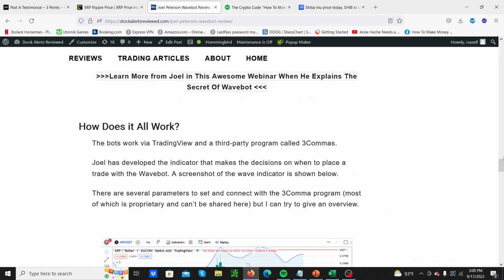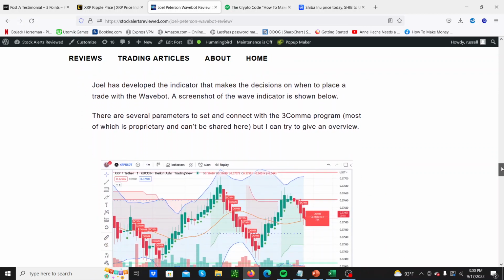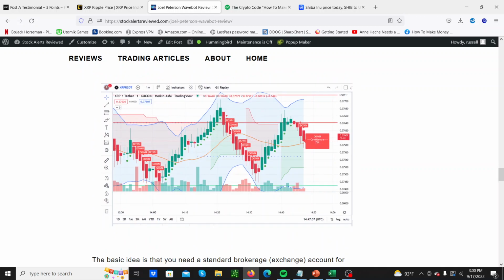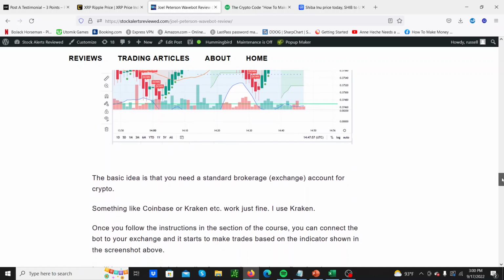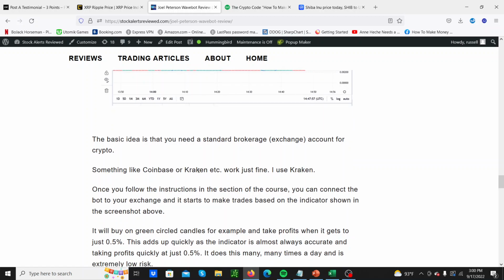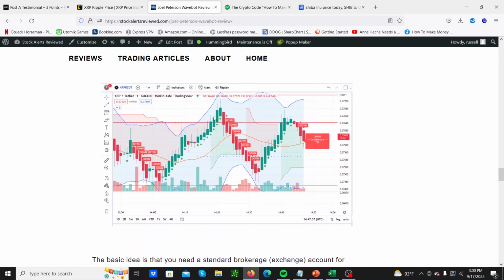So a very quick introduction: the Wavebot uses a TradingView script. So when you sign up for this, you get access to a TradingView script that then connects to a thing called 3Commas, which connects to your brokerage account. So I use Kraken. The other ones work as well, like Coinbase. And basically the TradingView script controls the bot.